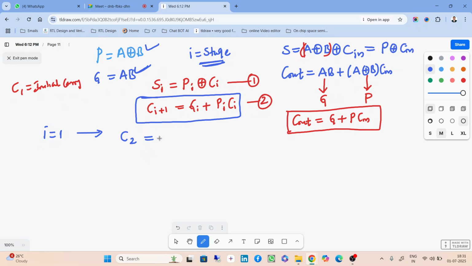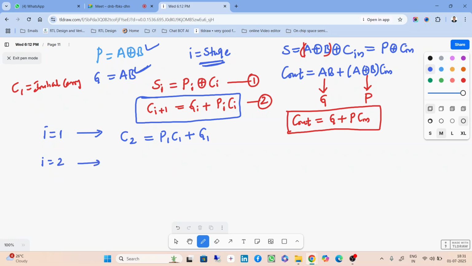Even i equal to what? C2 equals P1 C1 plus G1. Okay. And next, when i equal to 2, tell me.